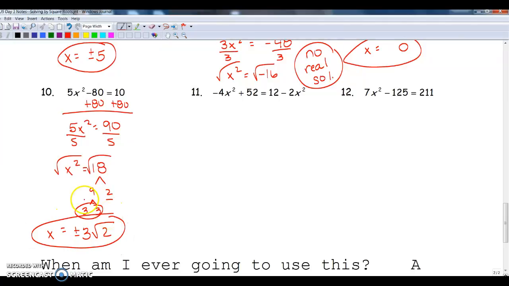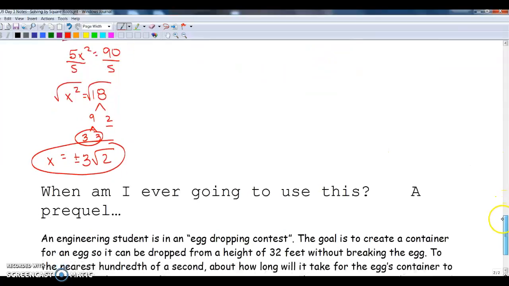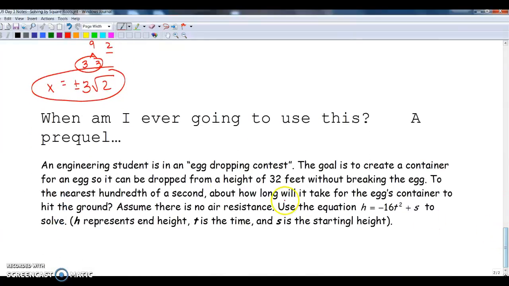All right, so that's kind of the main idea. There's other problems that are similar. When am I ever going to use this? We're going to eventually get into stuff like this very soon. All right, you're going to be looking at problems similar to this. You can kind of read this on your own time.